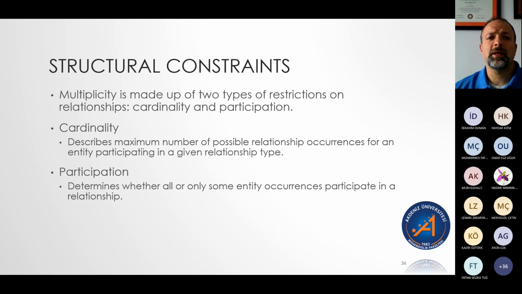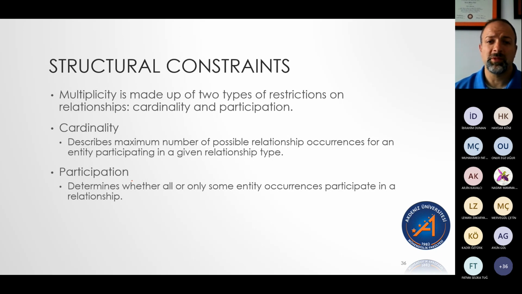The example we looked at was the staff manages a branch. The staff can manage at most 1 branch. Participation is the other side of that. Is it required or not? Does it have to participate in this relationship? If a staff exists, does it have to manage a branch?